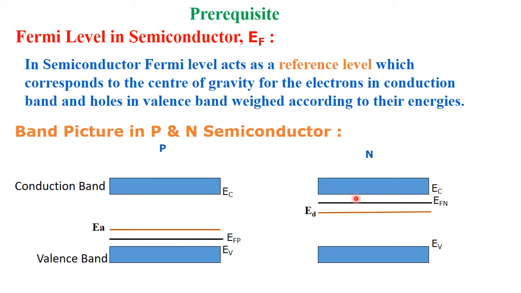Similarly, in N-type semiconductor, more and more electrons are generated in a conduction band by addition of donor impurity atoms, and hence the Fermi level in N-type is below the conduction band and it is very close to it. Now in both the P and N band structure, we are showing the donor impurity level or the acceptor impurity level as just a single energy level.